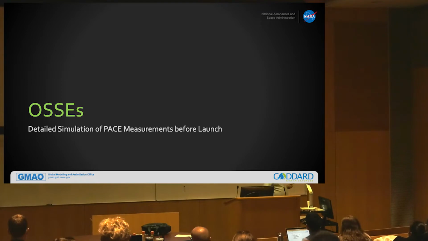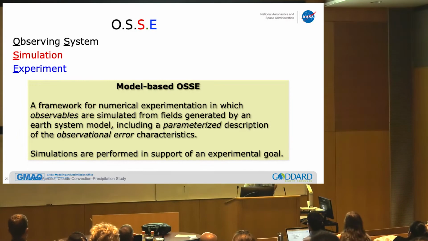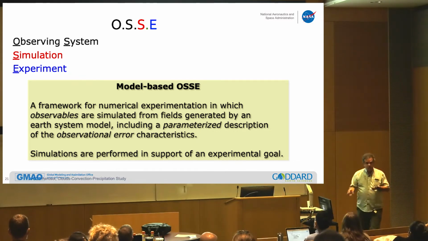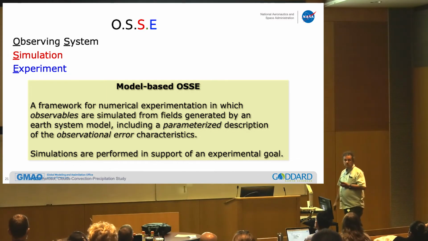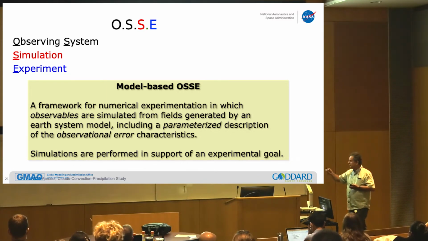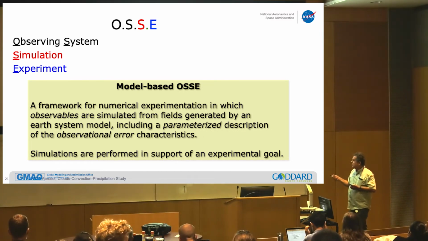OSSEs stand for Observing System Simulation Experiments. I think many people may already be familiar, but it's really the device to simulate the measurements to a certain degree of detail before the instruments are there. So just a definition for the experimentation: whatever you're going to measure from your satellite, the observables are simulated from fields by our Earth system model, a comprehensive one.